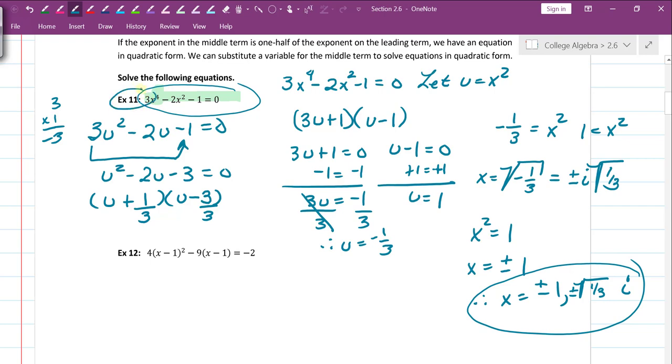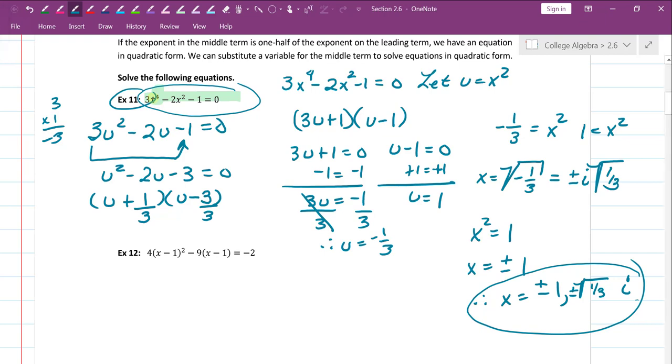You're going to notice that I have 4 answers: a positive 1, a negative 1, positive square root of 1/3 times i, and a negative square root of 1/3 times i. That gives me 4 answers, and you'll notice that my original equation was to the power of 4, which tells me I will have 4 solutions.